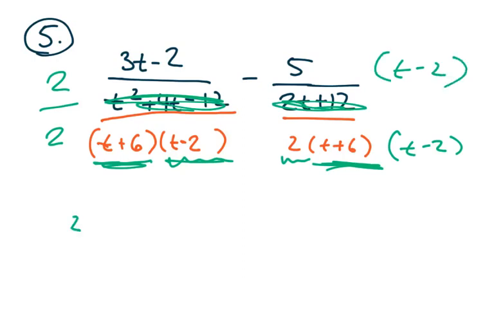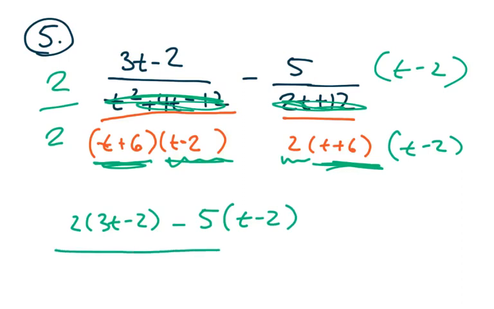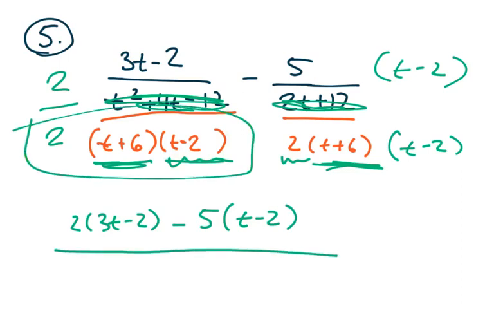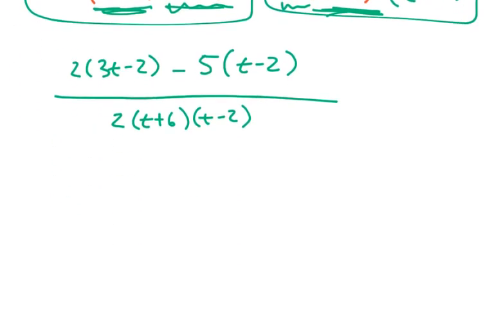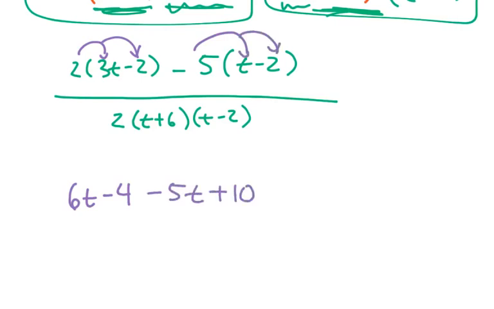So this is going to leave me with 2 parentheses 3t minus 2 minus 5 parentheses t minus 2 all over the entire denominator here or here, however you want to write it. I'm going to rewrite it as 2 times the quantity t plus 6 times t minus 2. And from here, we just clean it up. So we'll distribute. So this is going to give me 6t minus 4. Here we're going to distribute. Now be careful, it's a negative 5, so this is negative 5t plus 10. And the bottom, you don't need to clean this up in any capacity.